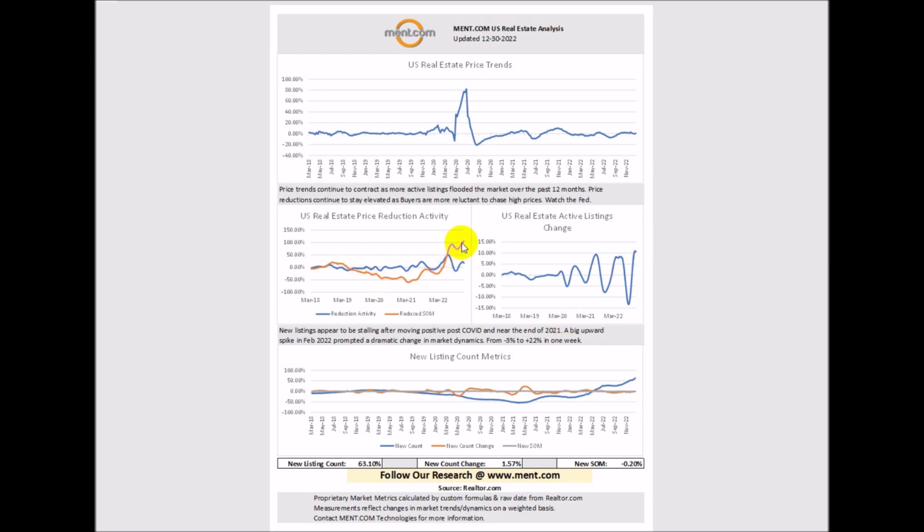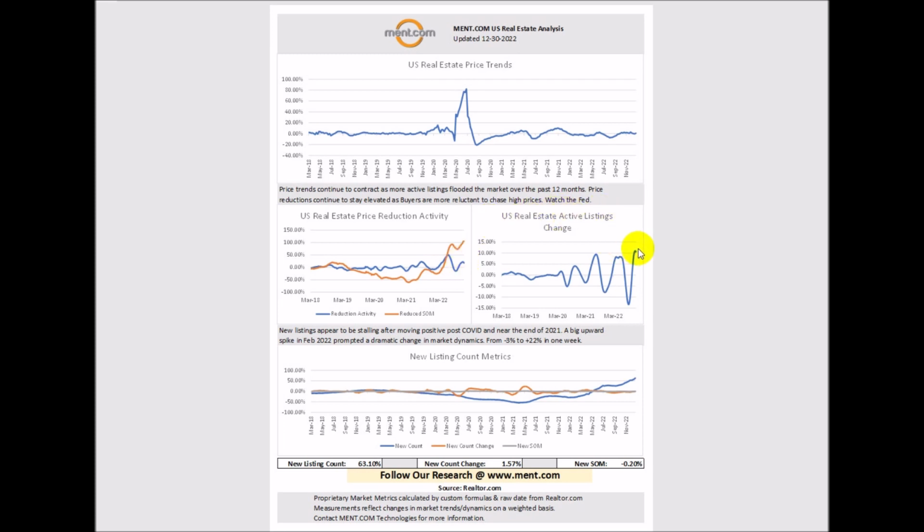Price reduction activity here is up near 100% share of market. We are seeing it start to roll over a little bit here. We saw a bigger amount of reduction activity back in March, April, May, June. Now it's starting to wean out here at about 40-50% in reduction activity.